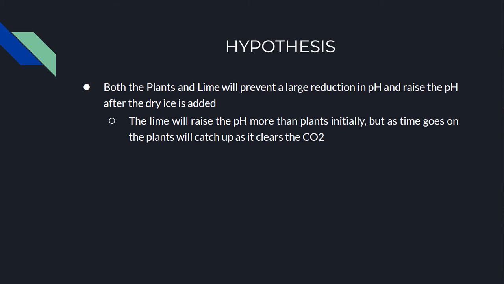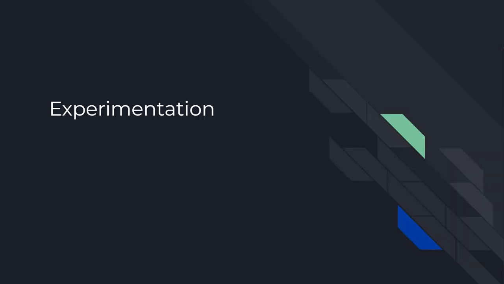As the research showed a prevention of acidification from the lime and plants, it was hypothesized that both would reduce the acidification of water, and it would reverse already acidified water. It was also predicted that the lime would prevent the most originally, but as the plants cleared CO2, they would catch up. Then, experimentation was started.